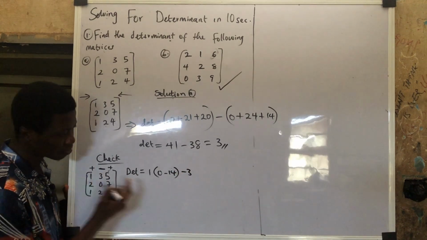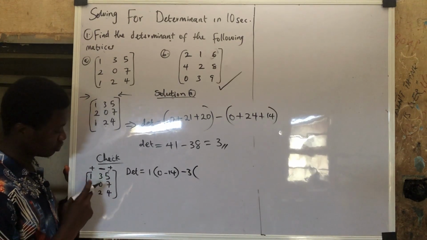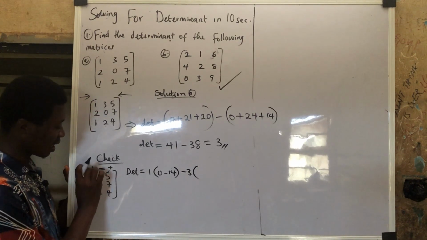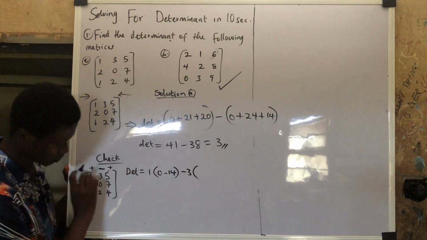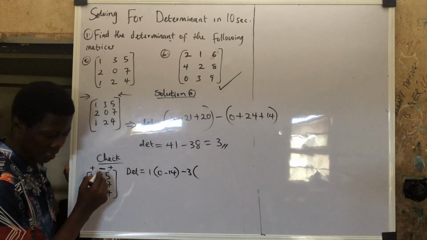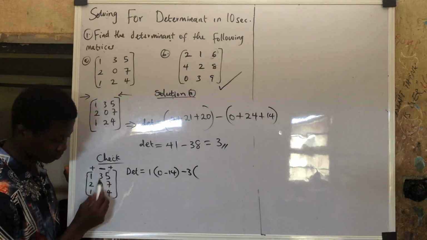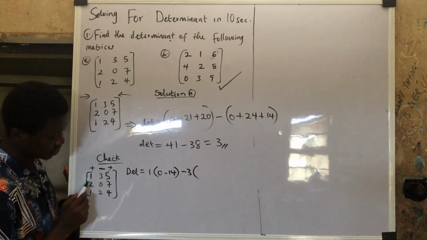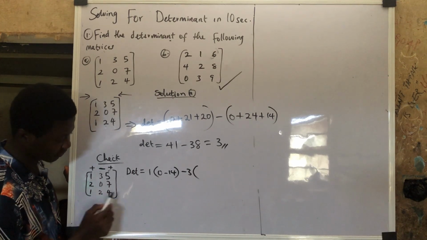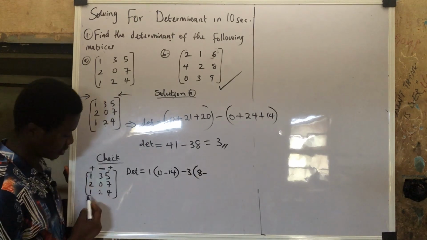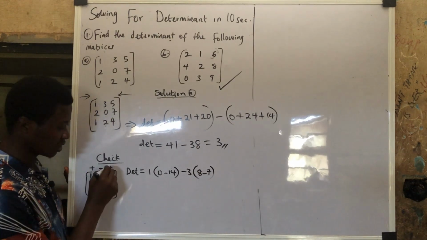So you say minus 3, right? So let's find the cofactor of 3. So the cofactor of 3, remember 3 is still on the first row. So we are covering the first row, but this time on the second column. So we are covering the second column, right? So we are covering this. So what we are left with is 2, 7, 1, and 4. So 2 times 4 is 8. Then 1 times 7 is 7. Right? Now the next one is plus 5.